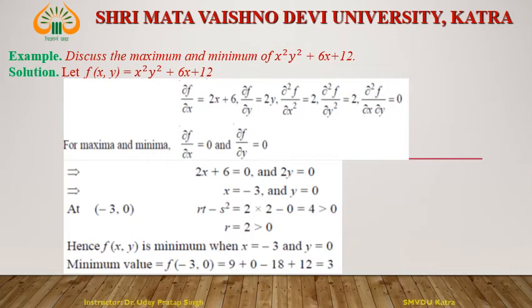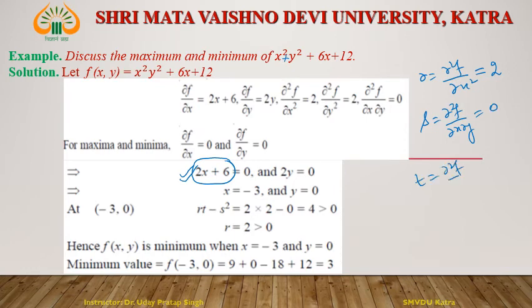What is rt minus s square? First see what is r. R is equal to dou 2f by dou x2. What is dou f by dou x? Dou f by dou x is 2x plus 6. Then dou 2f by dou x2 is 2. Now dou 2f by dou x dou y. Differentiating this with respect to y, that is 0. And t, dou 2f by dou y2. This is again differentiating dou f by dou y, which is 2y. Then dou 2f by dou y2 is 2.